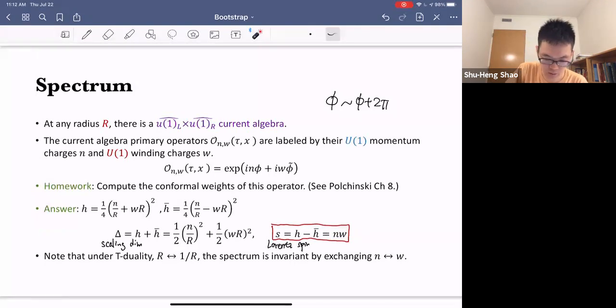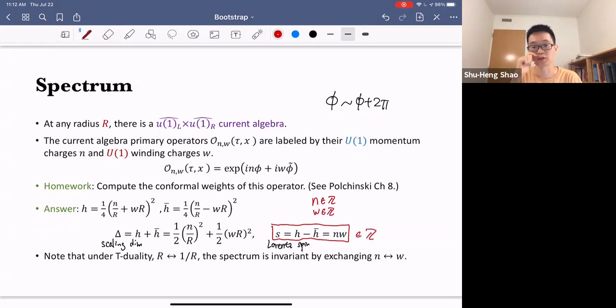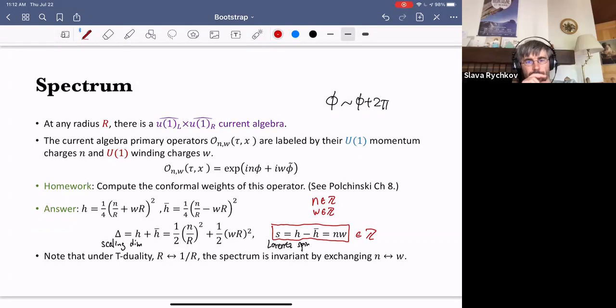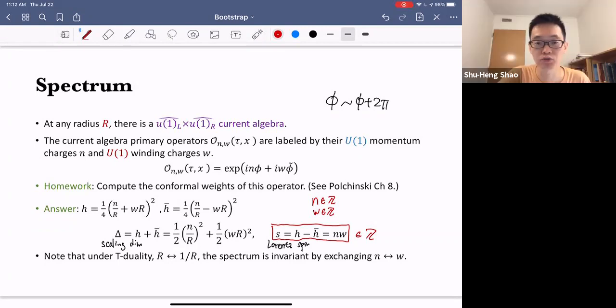Note that the momentum and the winding charge are both integers. So the Lorentz spins are also integers. Of course, that has to be the case because we are talking about a bosonic CFT at this point. By definition, every local operator in a bosonic CFT has integer Lorentz spin. That's how they can be mutually local with respect to each other.